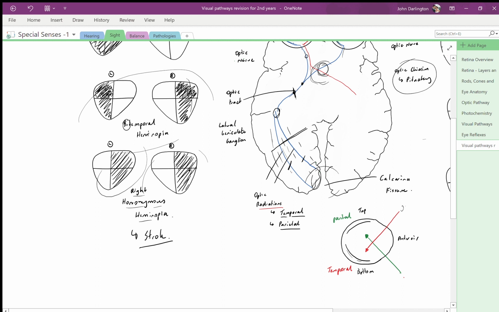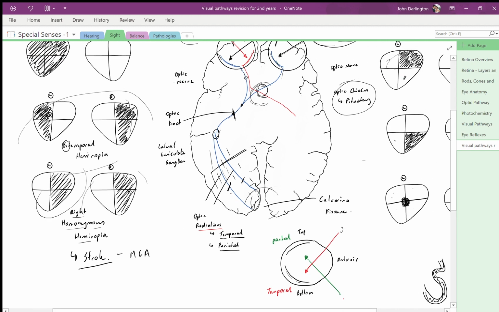And so as a case for this, the reason why is that it's the middle cerebral artery that's usually affected, and the middle cerebral artery supplies roughly all this area here with blood. And so if there's disruption to this, you're most likely going to get a homonymous hemianopia.